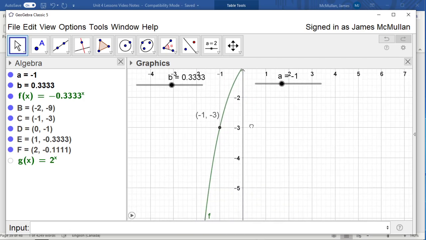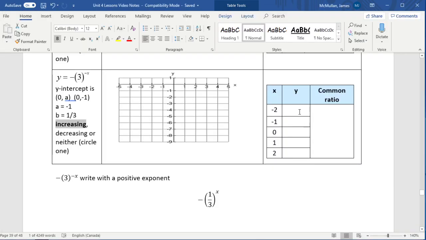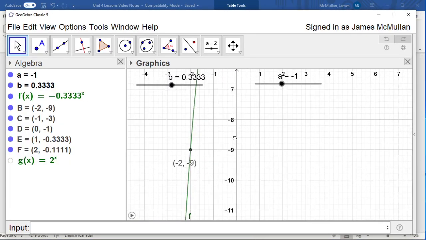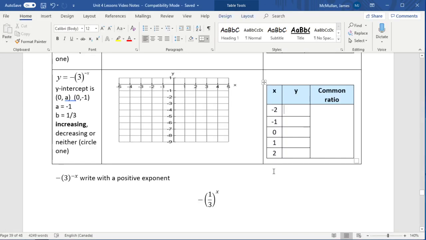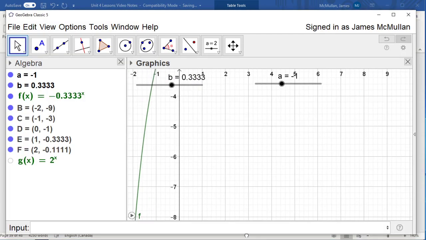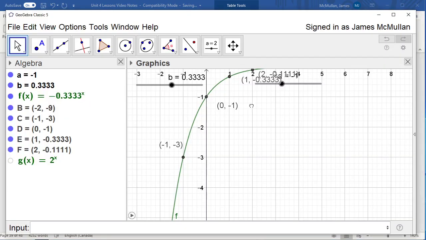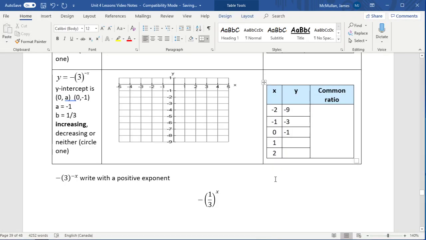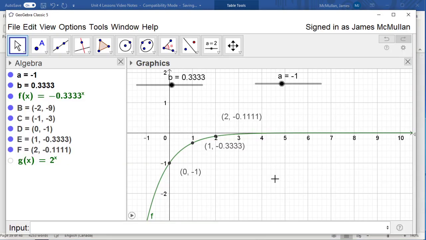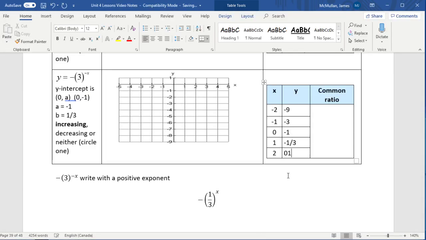The y-intercept is whatever the a value is. And the points, what are the points we're supposed to get here? So we're supposed to start at -2. So at -2, it goes through -9. At -1, it goes through -3. At 0, it goes through -1. At 1, it goes through -1/3. And at 2, it goes through -1/9.